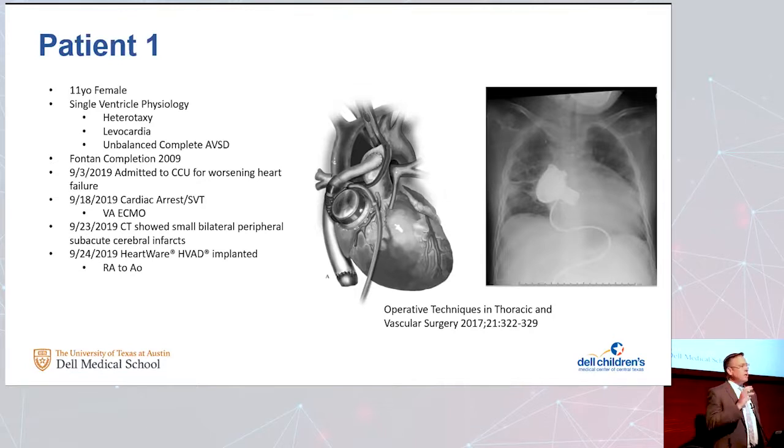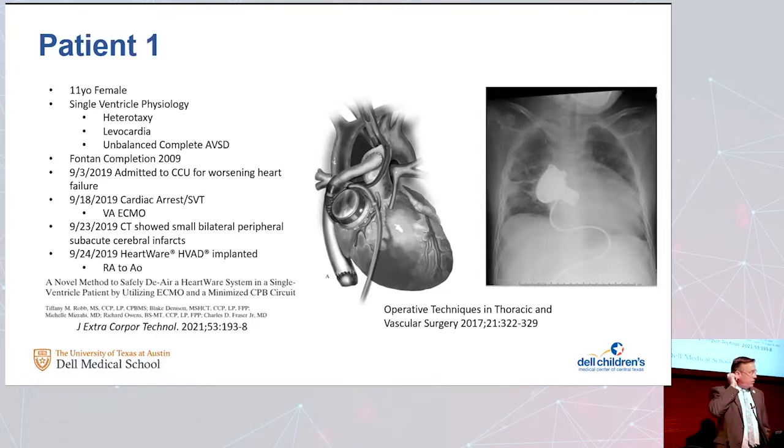Also part of the problem is because of this heterotaxy and the unusual structure and architecture of the AV valve, we really couldn't fit something into the apex on this relatively small heart. So the choice was to go through the right atrium to the ascending aorta. We did this in a unique way because we didn't do it on bypass. We were already on ECMO, so we utilized our bypass pump on standby as a de-airing mechanism. My colleague, Tiffany Robb, wrote this up nicely last year.